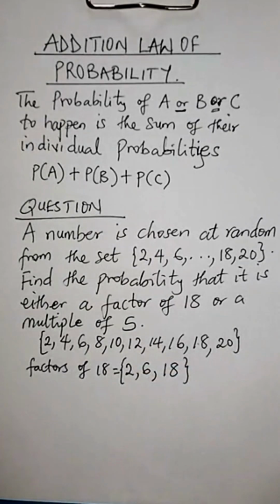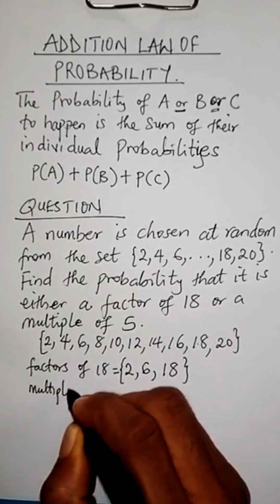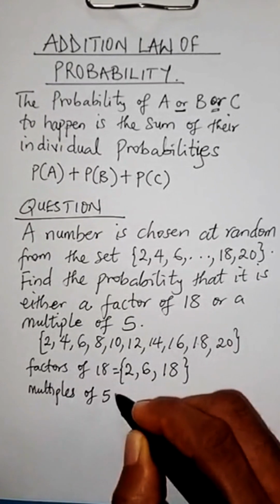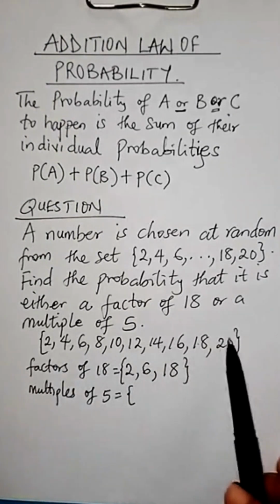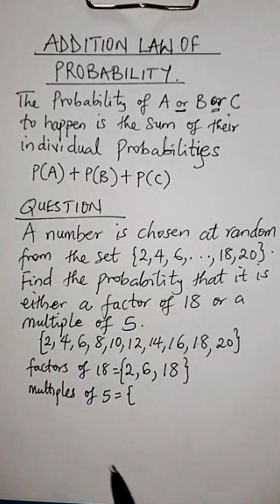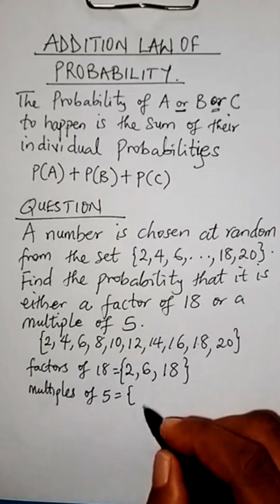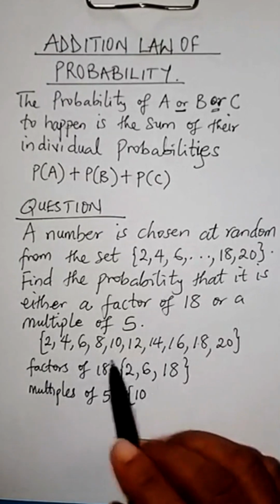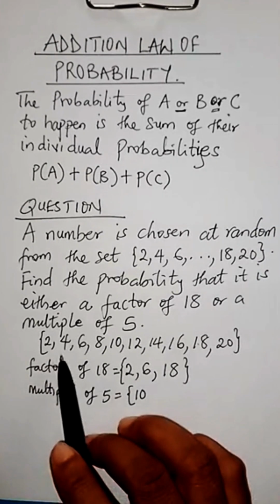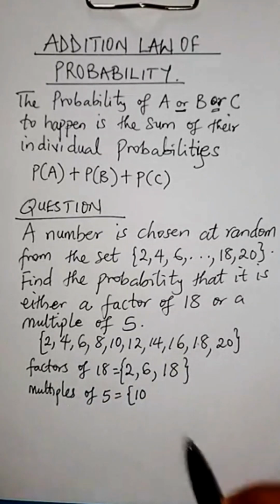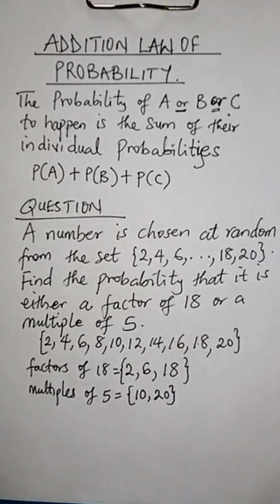Then we'll go to multiples of 5. Now again, in writing the multiples of 5, you have to write those numbers that are multiples of 5 which are also in this set. Those are what we require. For example, 5 is not here, so I'm not going to write 5. But 10 is a multiple of 5, and it's here, so I'm going to write it. The next multiple is 15, but 15 is not in the set, so I'm not writing it. And after 15, the next one is 20, and 20 is in the set, so I'm going to write it.